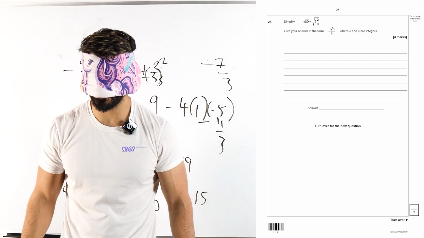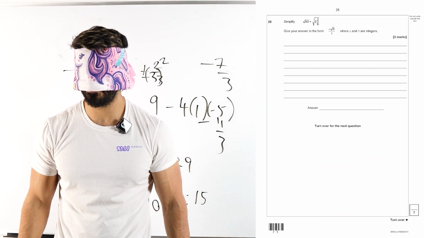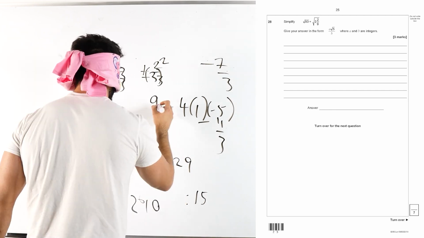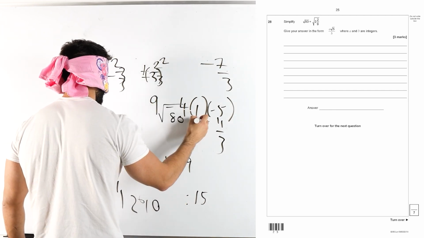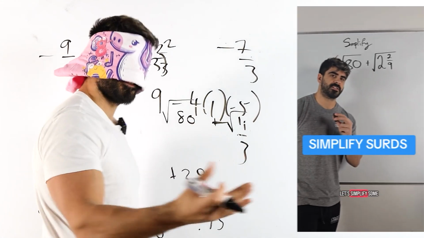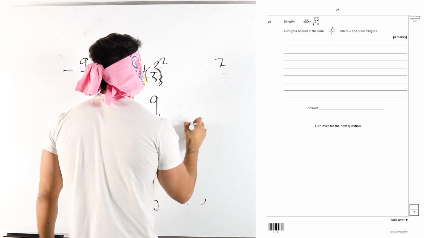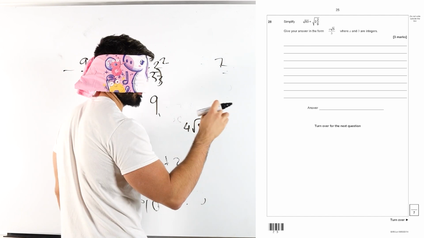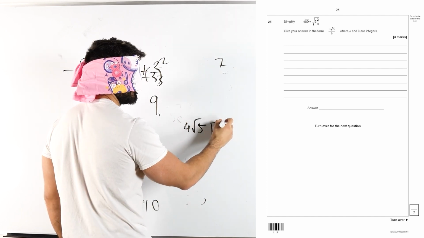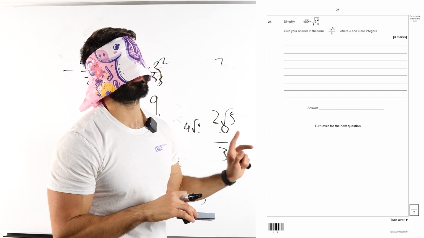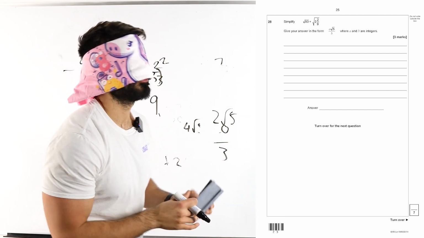Simplify root 80 plus root 2 and 2 ninths. Give your answer in the form a root 5 over b. Oh, sorry, root 80, plus root 2 and 2 ninths. So 80 is 16 times 5, so 4 root 5. So 20 over 9, so we have 2 root 5 over 9 plus 4 root 5, which is 12 plus 2, 14 over 3 root 5.